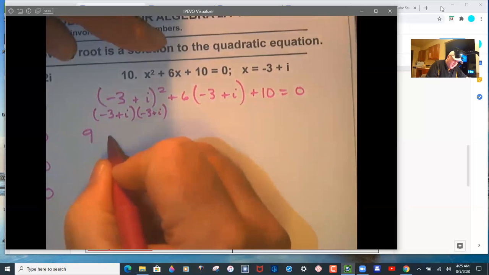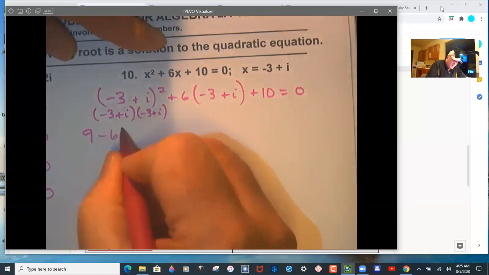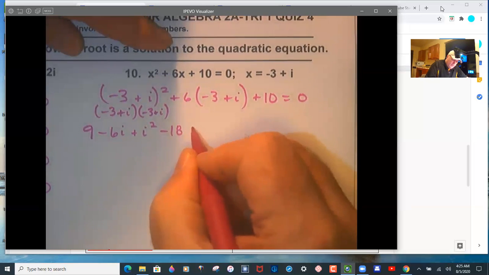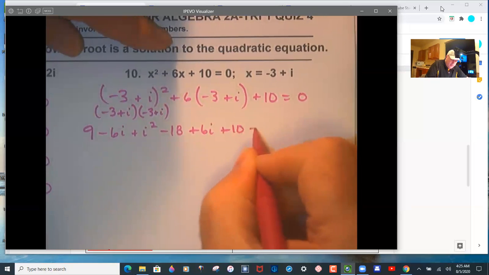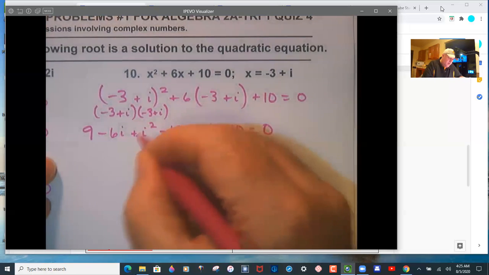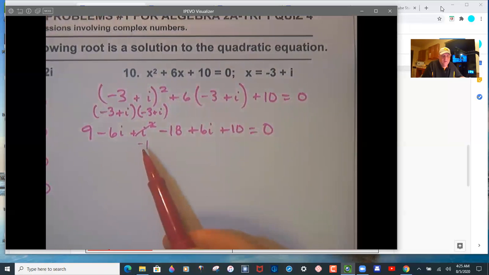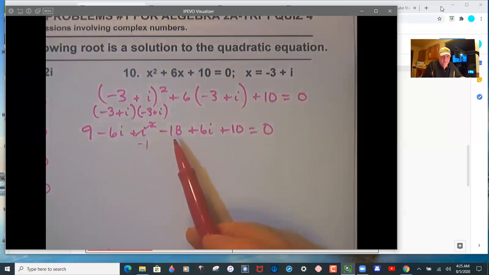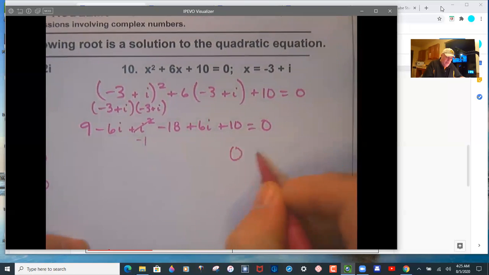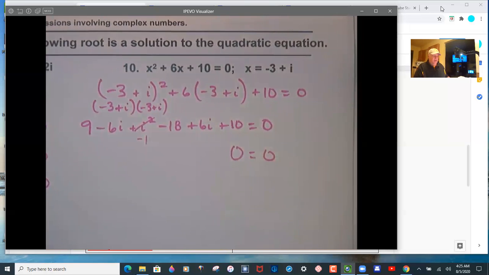So we have the FOIL product here. Minus 3i is minus 6i. So I've got to see this expansion done out. I need to see every single term correct here. And of course, the i squared is negative 1, so you have 9 minus 1, 8 minus 18, negative 10 plus 10 is 0. And then you have negative 6 plus 6 is 0. So I have to see those, that whole expansion done.